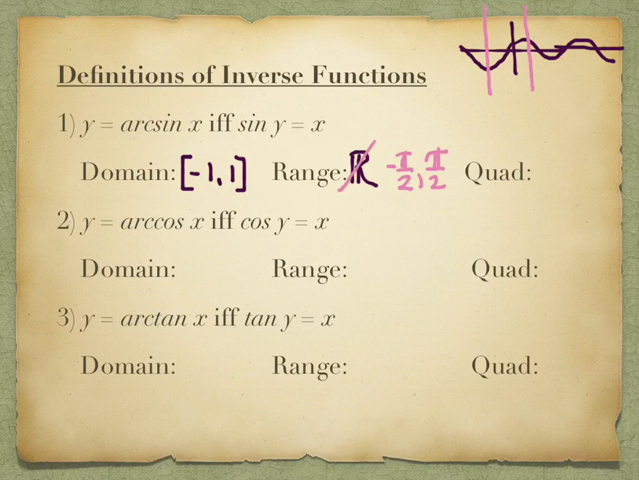So we can't use all real numbers. And the reason we can't is because then the function's not 1-to-1. But if we restrict our domain on sine, which means we're restricting the range on arc sine, then we have a 1-to-1 function and we can work with it just fine. Okay, so that's why we've just chosen a portion of the graph.